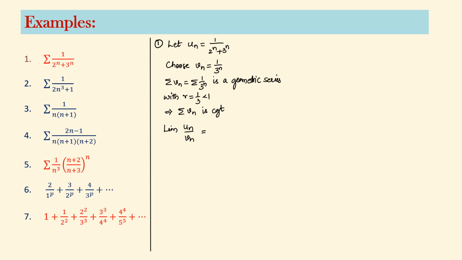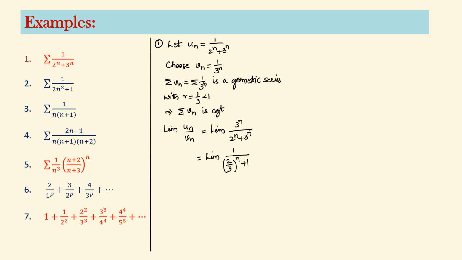So limit un by Vn is limit of un, which is 1 by (2 power n plus 3 power n), divided by 1 by 3 power n. So let me write directly, 3 power n will be in the numerator, by 2 power n plus 3 power n. So if I take 3 power n common from the denominator, it gets cancelled with the numerator. Like 3 power n by 3 power n is common, so I'll get (2 by 3) whole power n plus 1. These two will get cancelled. So directly I'm writing as 1 by ((2 by 3) power n plus 1).